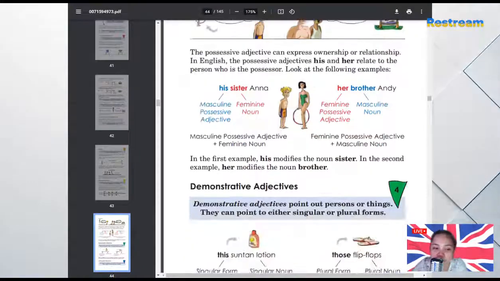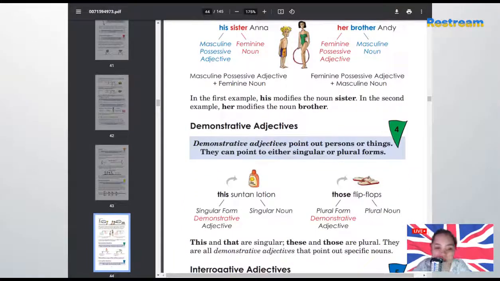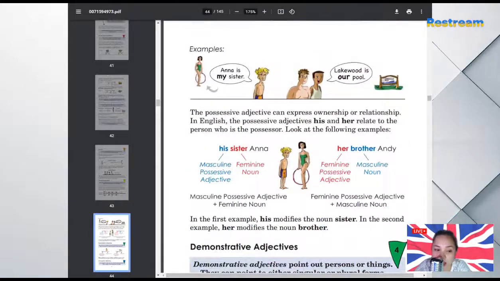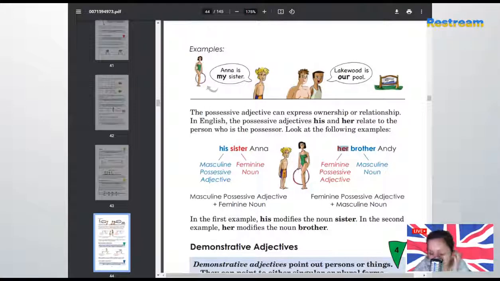So for the next one, in the first example, his modifies the noun sister, and in the second, her modifies the noun brother. So here we just use some of the pronouns as possessive adjectives, so that you can also check if they are correct.